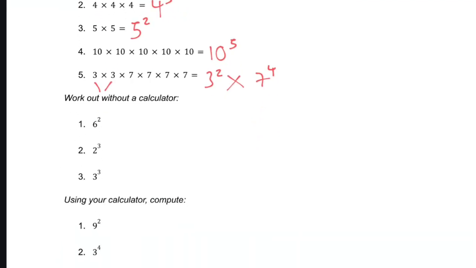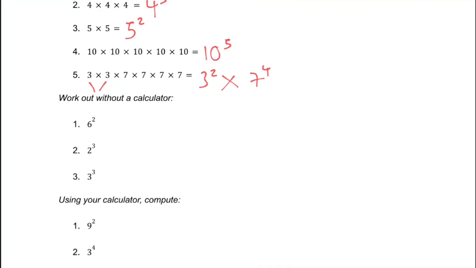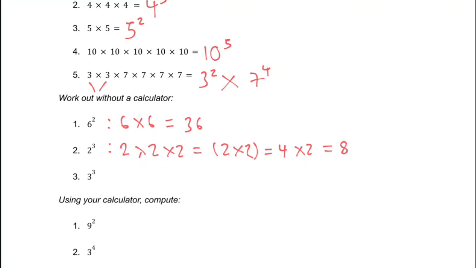Okay, so work out without a calculator 6 squared. How do we get this out of index form? Well, 6 squared simply means 6 times 6, and that is 36. What about 2 cubed? Well, that just means 2 times 2 times 2. Let's focus on the first 2 times 2. That is going to be 4. And then times by another 2, that is going to be 8.